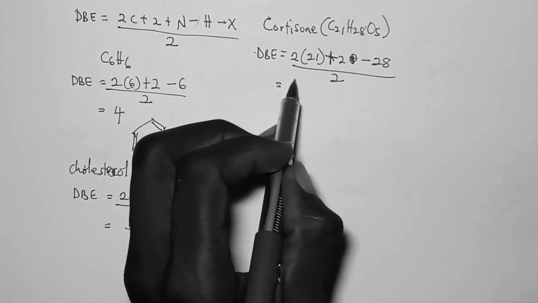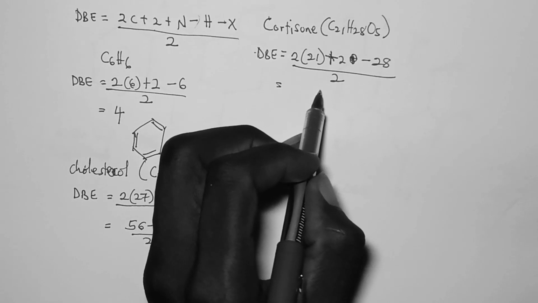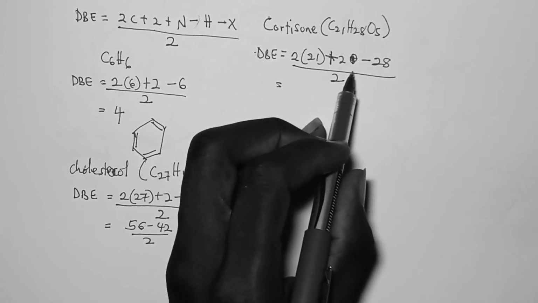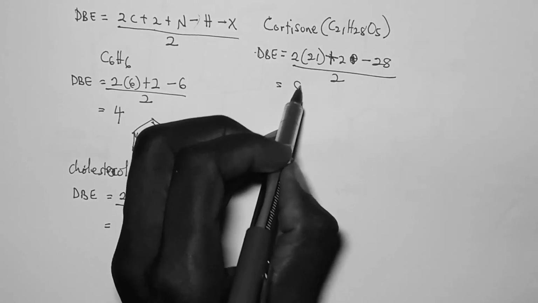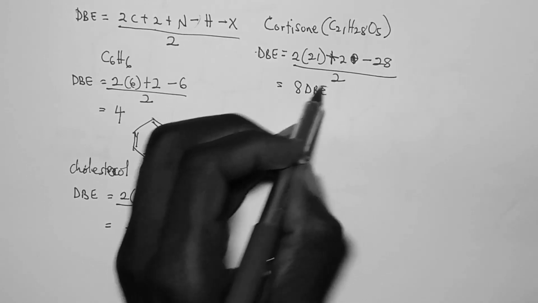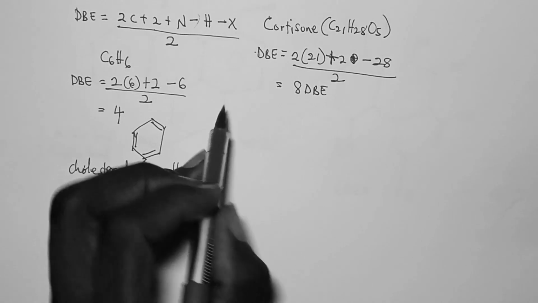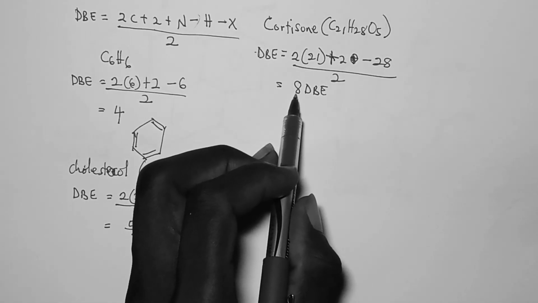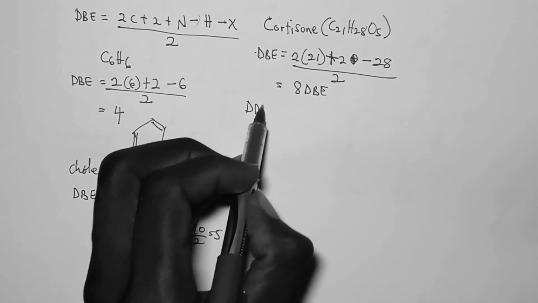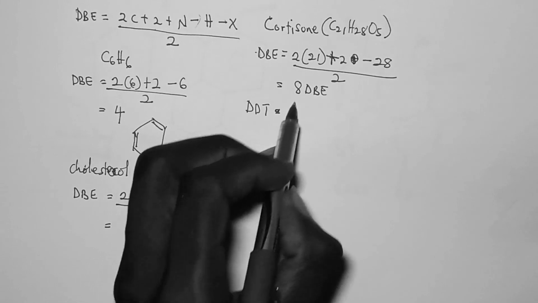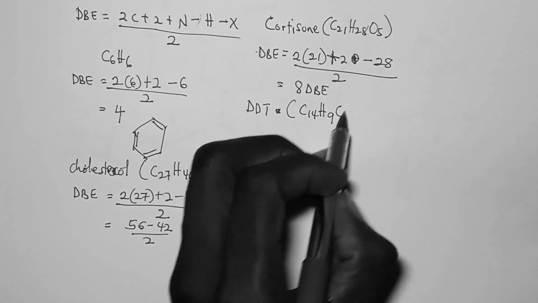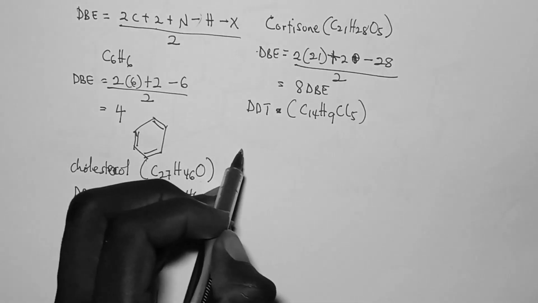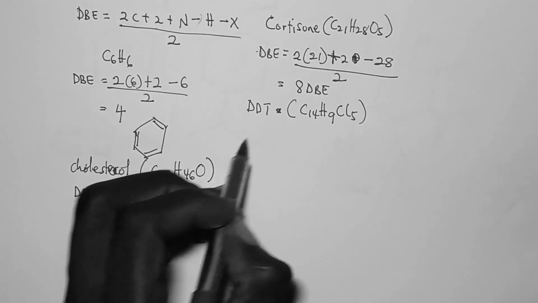So 2 times 21 is 42. 42 plus 2 is 44. 44 minus 28 divided by 2 will give you 8 double bond equivalents. And therefore, cortisone has a double bond equivalence of 8. Now, let's come to DDT. DDT has a molecular formula of C14H9Cl5. What is the double bond equivalence of DDT?